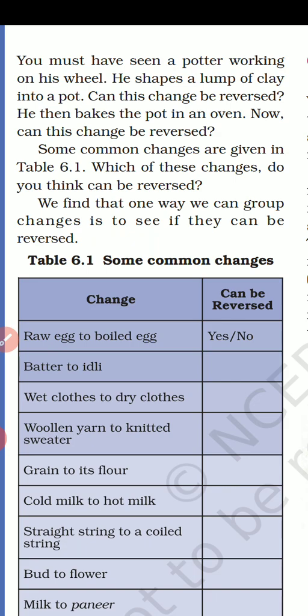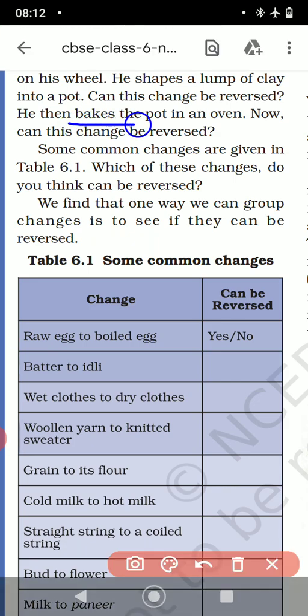A potter has a running wheel and puts the clay on it, and from the clay makes the shapes. But while the clay is still in the clay shape, before it enters the baking stage, it can be changed. This is important: he then bakes the pot in an oven, a big furnace. Now, can this change be reversed? Once it is baked, will you be able to reverse the shape? No. Some common changes are given in table 6.1. Which of these changes do you think can be reversed?